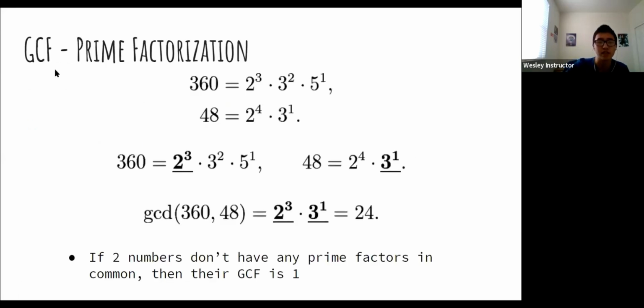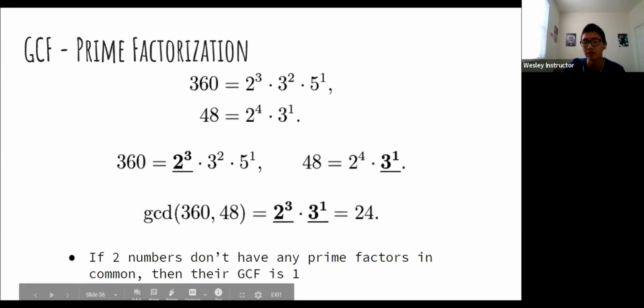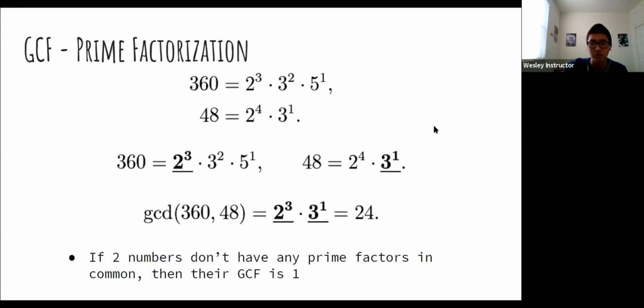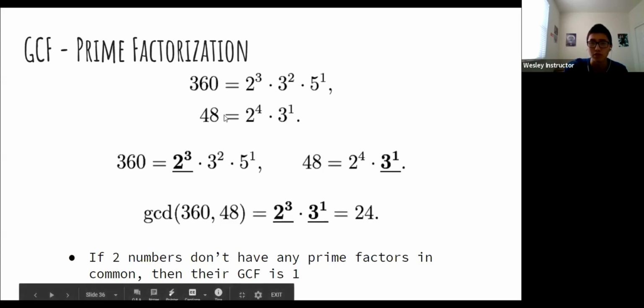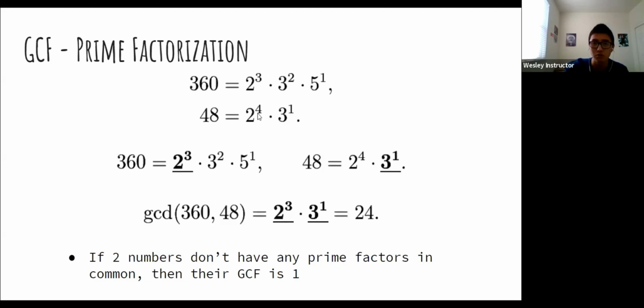And how to find GCF, you do it by prime factorization. It's pretty similar to how you find LCM. If you remember for LCM, you would find the prime factorization, and you will find the numbers with the greatest power in both numbers, and then you multiply them. Well, for GCF, you find the smallest power. So, for example, both numbers have a 2 power, but in 360, 2 to the third, that is the smaller power. So you will multiply that.